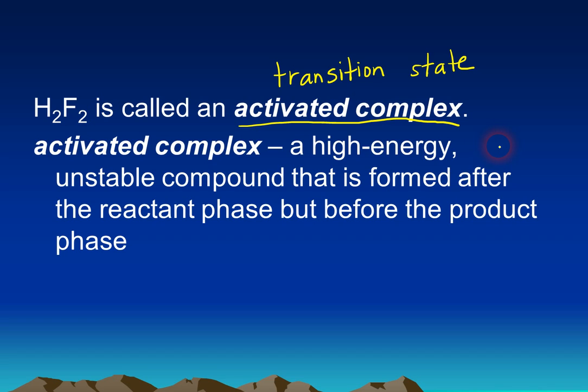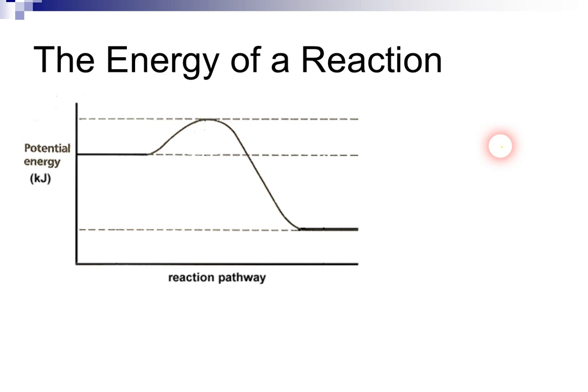Now let's take the energy in this reaction, and it doesn't have to be this reaction, it could be just any reaction, and let's plot it on a graph. In this case, we're going to take the reaction pathway, which is basically just a way of talking about time, and plot that on the x-axis. So reaction pathway is basically time as it proceeds, and the potential energy of the molecules involved in this reaction is plotted on the y-axis.